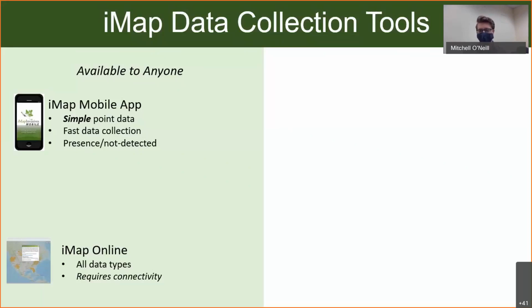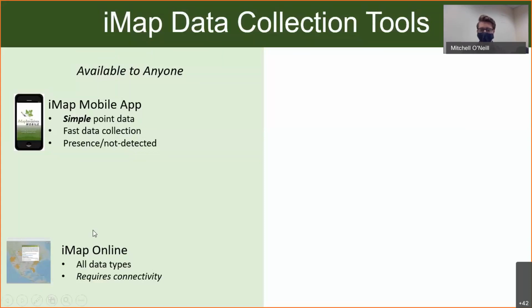We have some tools that are available to everyone. The main two that have been around for a while are the iMap mobile app, which is good for simple point data, collecting data fast, the most important fields to fill out, and you can do presence or not detected. So this is kind of the simplest data collection tool.